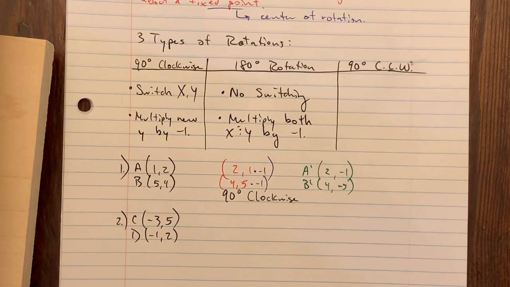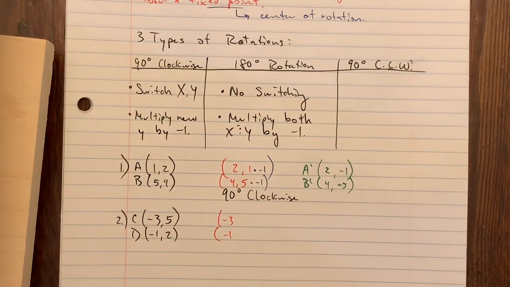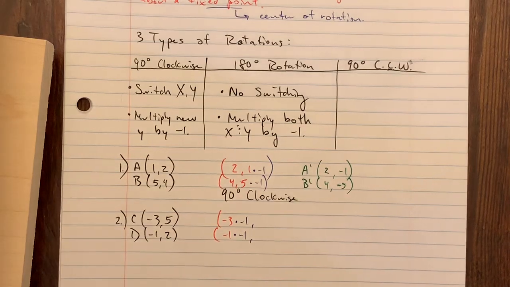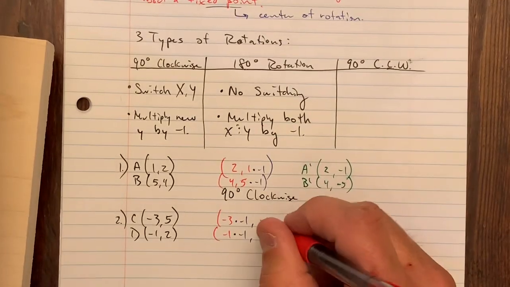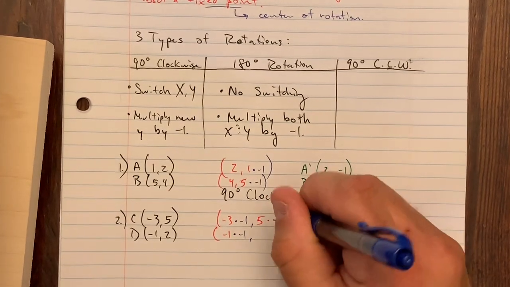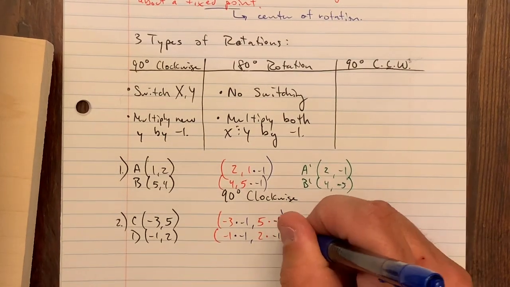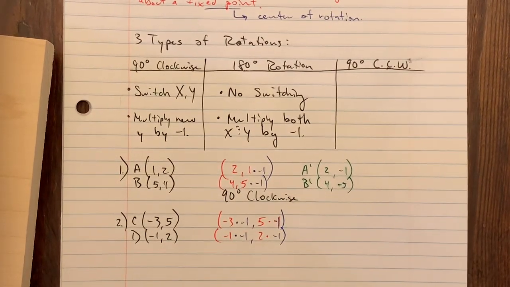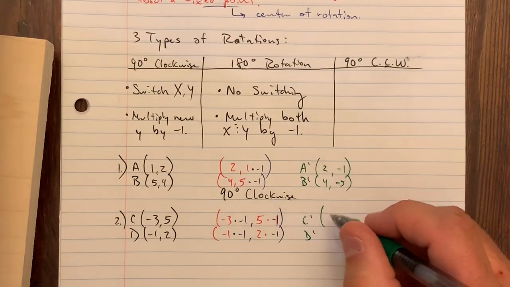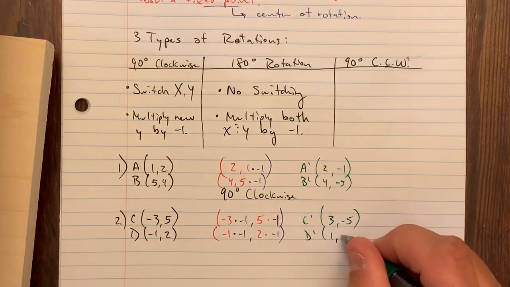All right, so what that means is this turns into -3, -1 still, but it's going to be -3 times -1, -1 times -1. And then for our other points, our y's here, we have 5 times -1. Ooh, I should have made that in blue if I wanted everything to match. And then 2 times -1. And that's going to give us our C prime and our D prime. And our new point would be 3, -5, 1, -2.